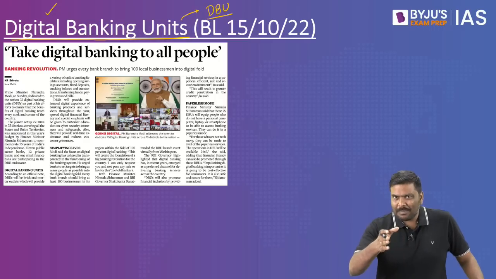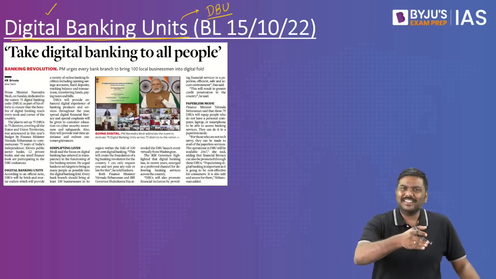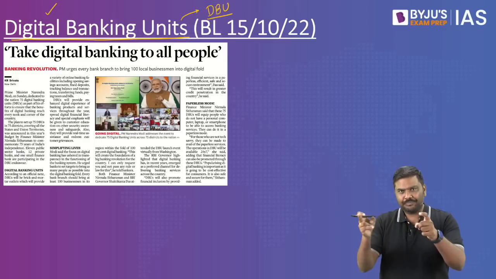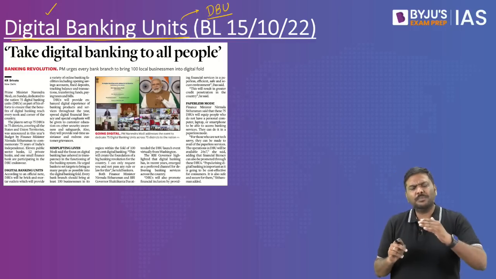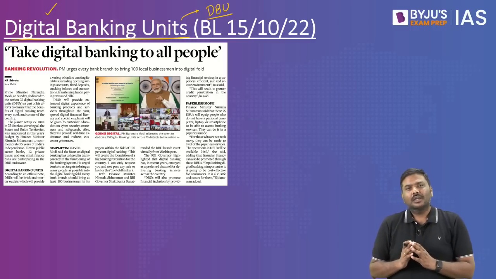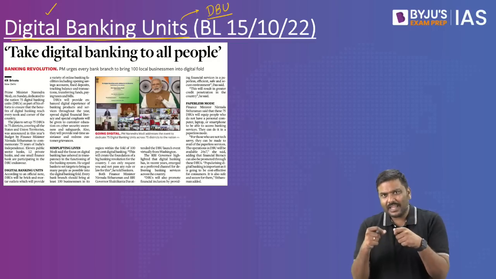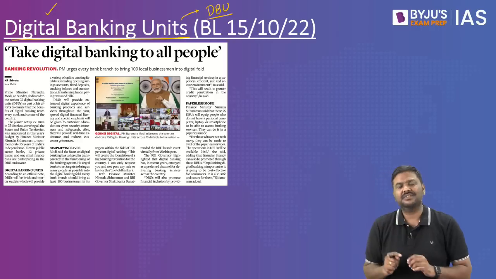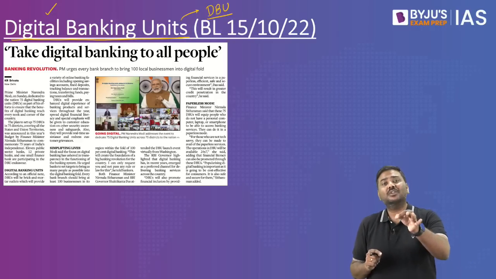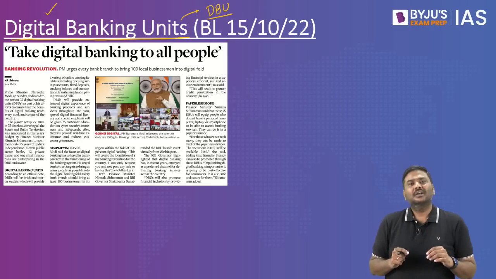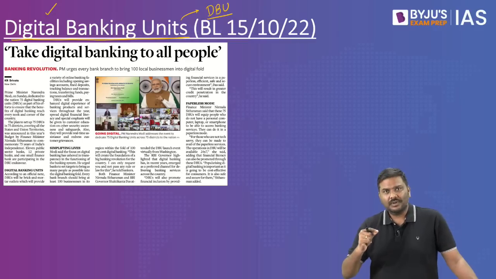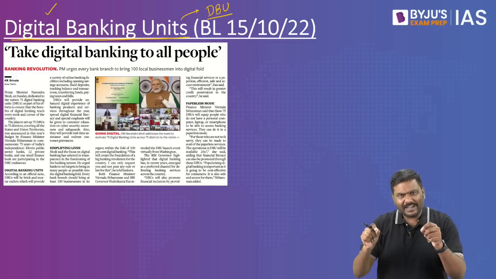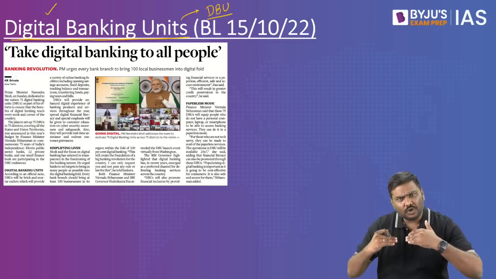Whenever you have visited a banking branch, either a public sector bank or a private sector bank, what you generally see is there are people, officials of the bank, who are providing services to you. Now, if I want to define what is a digital banking unit in a much simpler way, replace all the people with machines. For example, you want to withdraw cash. Rather than going to a cashier, you'll go to a machine and provide all the details, and the machine will allow you to withdraw money.